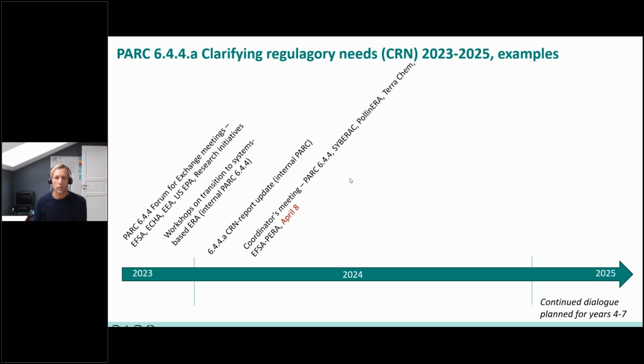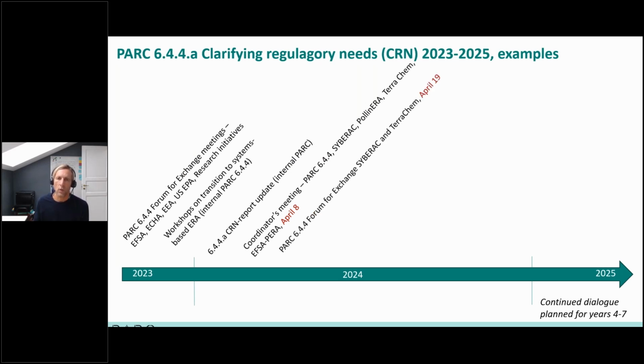More relevant for today, perhaps, is the coordinator meeting between PARC 644, SYBERAC, PollinERA, and TerraChem, and also a project called EFSA-PERA, which is EFSA's project to implement, basically the implementation project of the EFSA-PERA roadmap. Just to identify all the possible synergies that we can create between the projects. So we want to go from the risk of having gaps and overlaps to really forming the synergies.